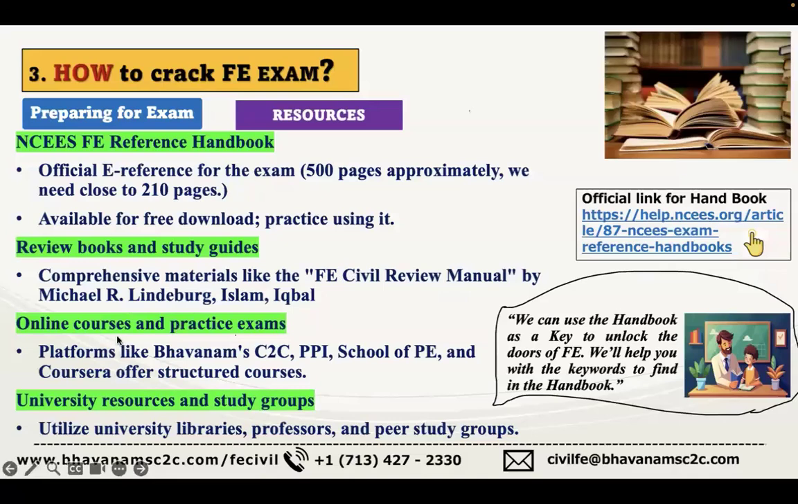And if you want online courses and practice exams, you have platforms like Bhavanam C2C, PPI, School of PE, etc. To be very frank, there are plenty, but there are advantages with our team, which we'll explain. Even if you want university resources, you can access the libraries and professors and take their help. Even our team members have got help from their professors during their master's time.